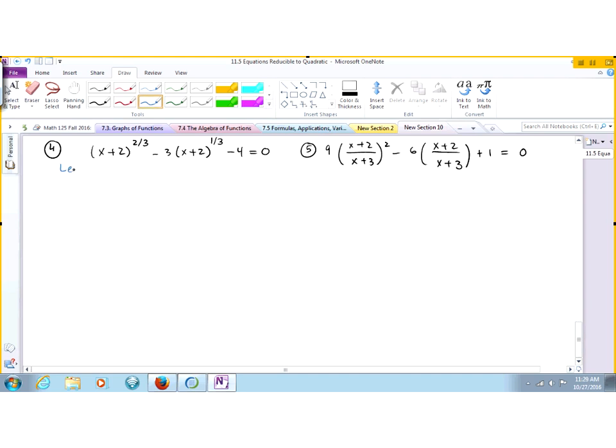So let's see here. Let u equal what? X plus 2 raised to the 1/3. Good. Do I have a u squared? What is u squared? X plus 2 raised to the 1/3, squared, which is equal to x plus 2 raised to the 2/3. This part is optional.